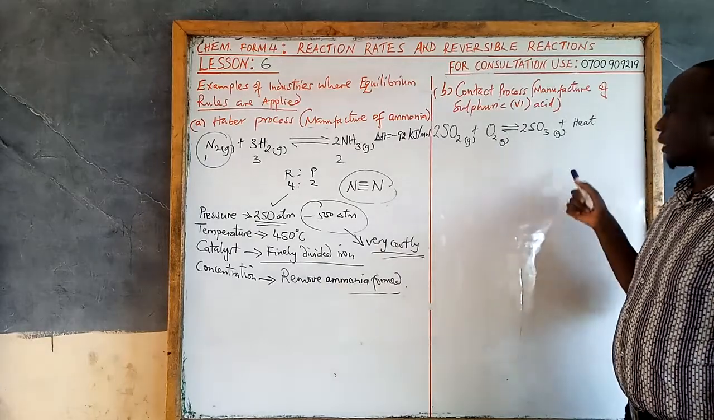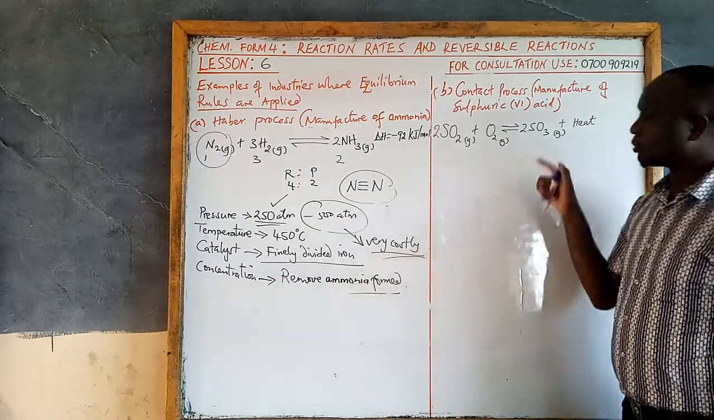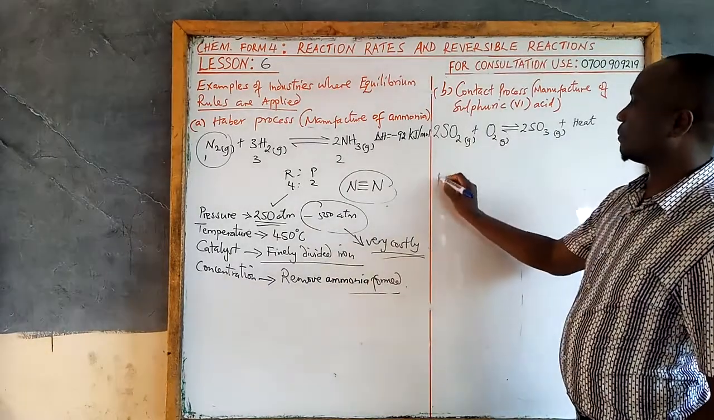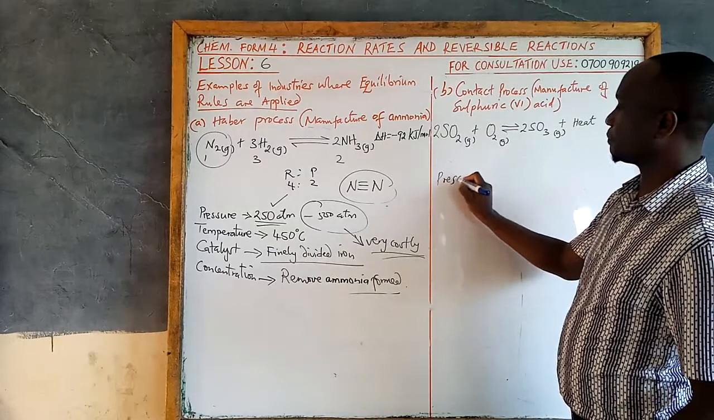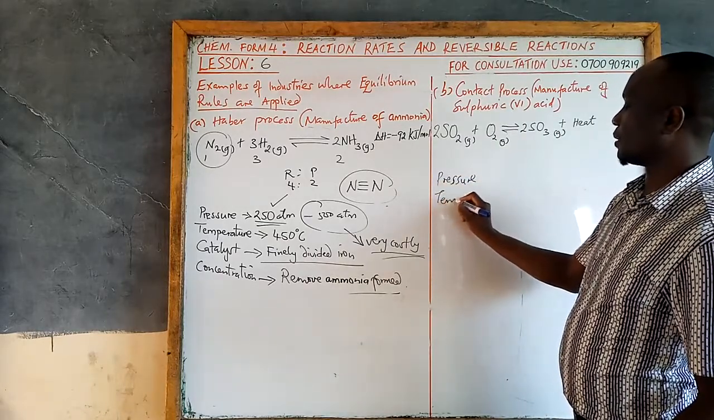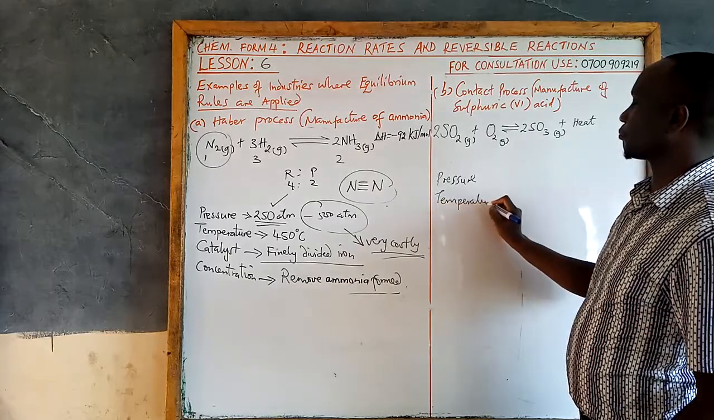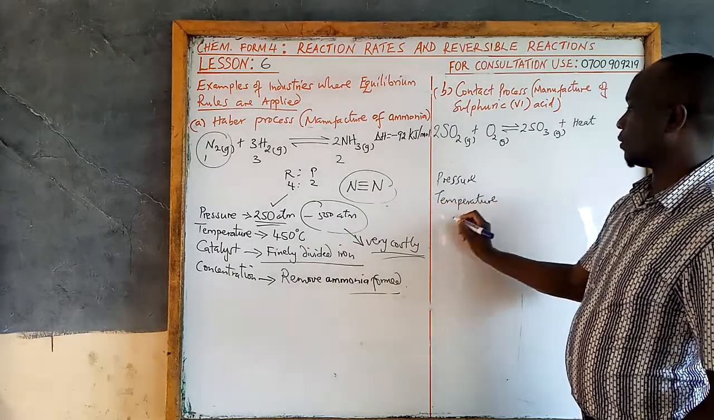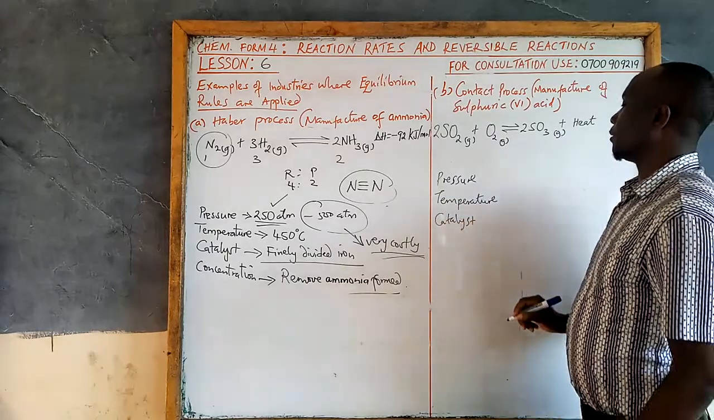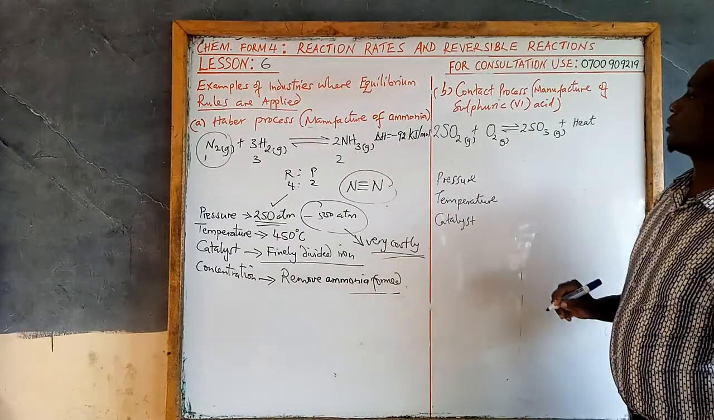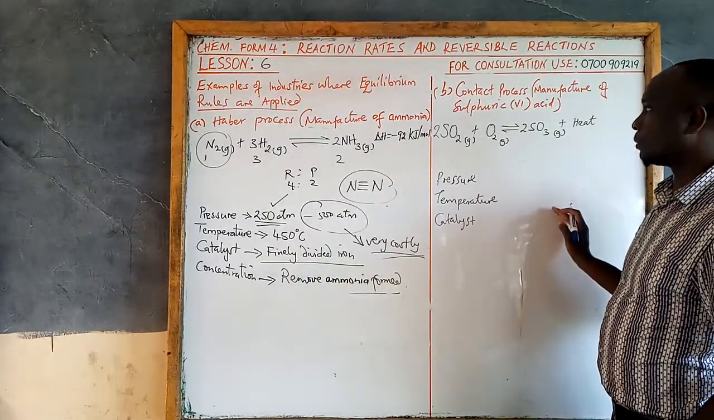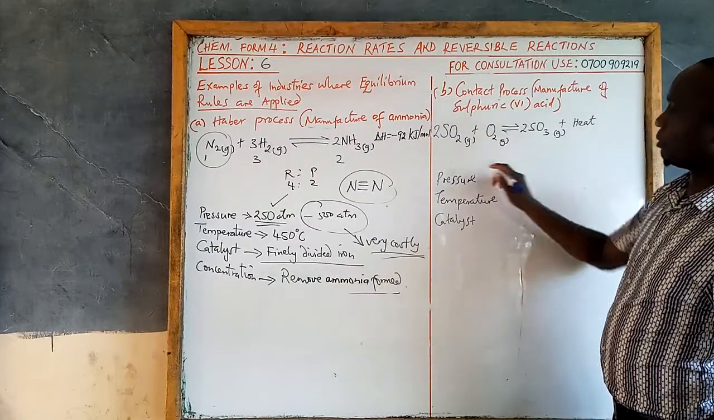So in this case, for this reaction to take place, there are a number of factors that have to be considered. Pressure, temperature, catalyst. So let's see how pressure is considered here. Remember, we have said high pressure favors the side with small mole ratio. So let's consider the mole ratios.